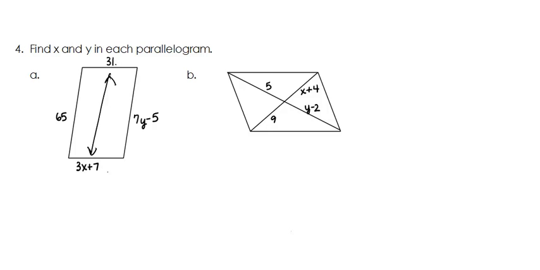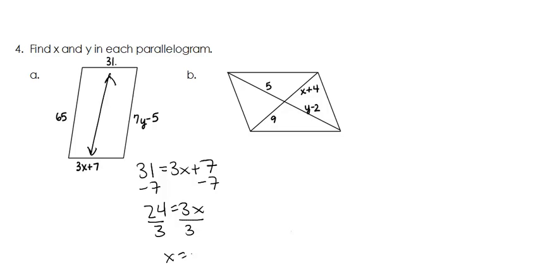If this side's 31 and this one is 3x plus 7, then I can make my equation 31 equals 3x plus 7. Then I can solve for x using the algebra you guys learned last year. Subtract the 7 on both sides, end up with 24 equals 3x, divide by 3, and x equals 8. So I've got half the problem done. The other half is the other two sides.